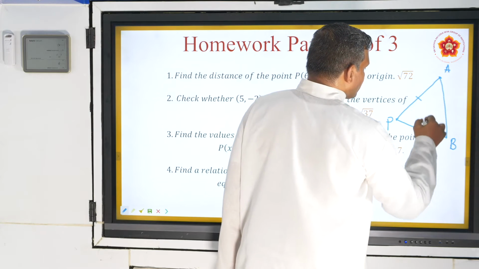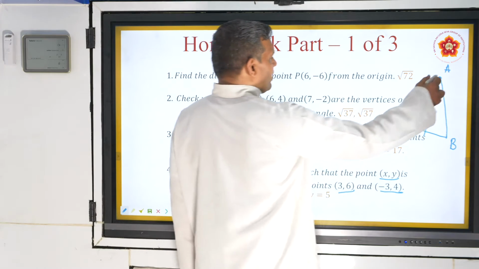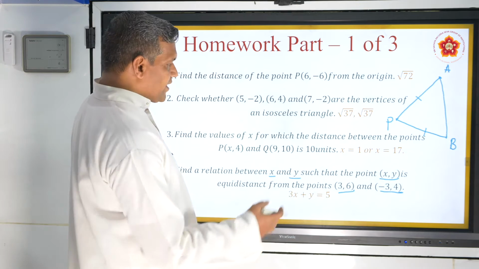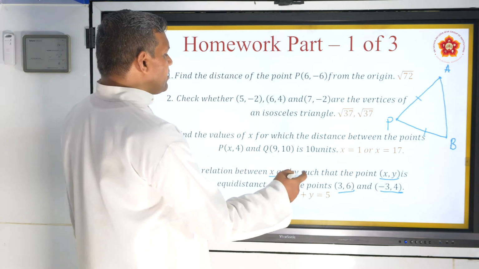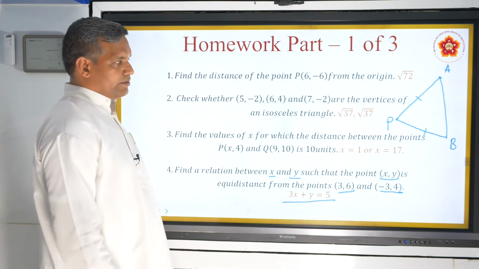So more or less it also comes like an isosceles triangle. In this isosceles triangle, PA is equal to PB. Use the distance formula and then equate to the (x, y), and after solving that you are going to get an equation as 3x + y = 5.